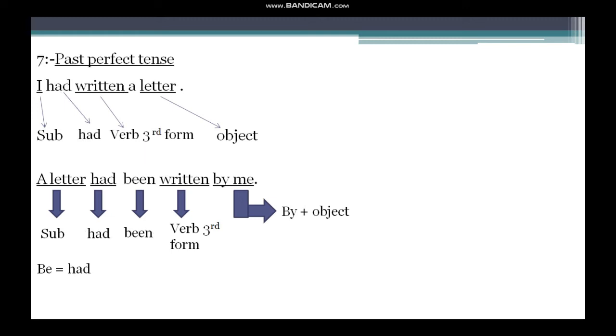In past perfect tense, an active voice sentence will be changed into passive voice, just like present perfect tense. Only one change will be here: in place of has or have, we will use the past tense helping verb, that is had, and other changes will be the same. So the sentence in passive voice will be, a letter had been written by me.